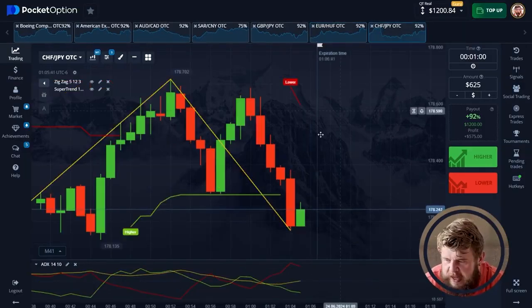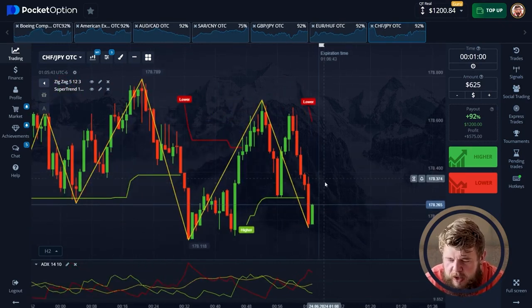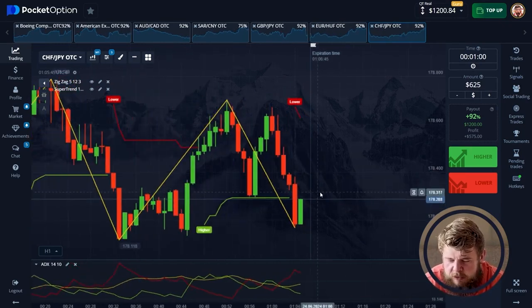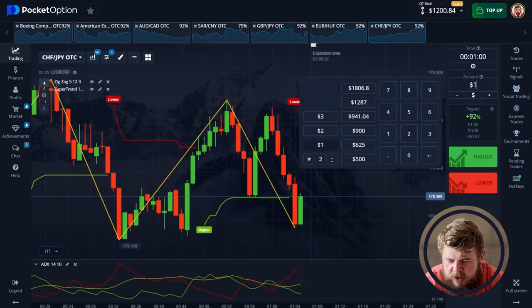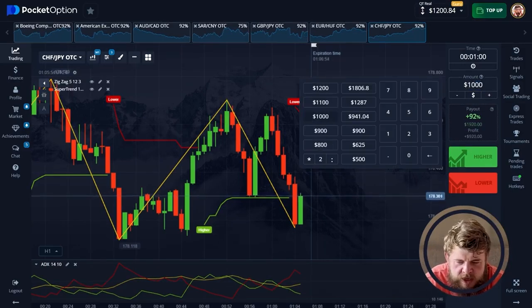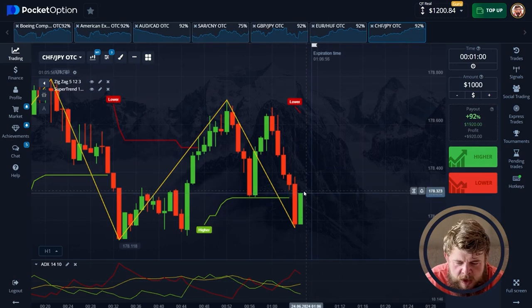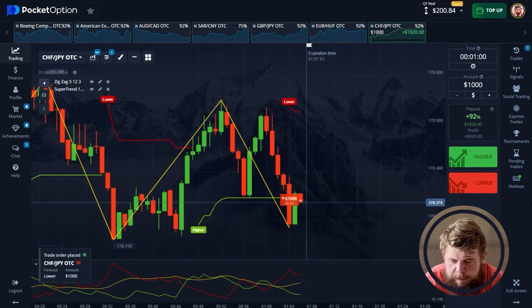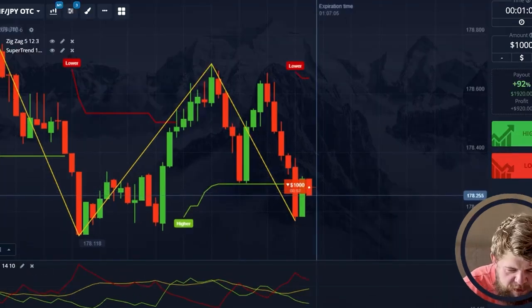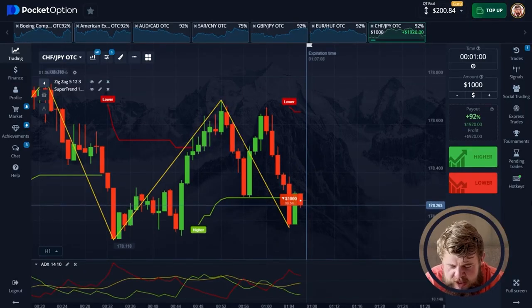Okay, so let's check CHF GPI. And according to this chart, we're staying right now on the strong level of support. However, we're even trying to show the bullish consumption of the previous bearish candle. Let's change investment to $1,000. And I guess, no, let's open sell position, yep. Because we failed to show the bullish consumption of the previous bearish candle. We just tried to do this, but anyway, we failed.